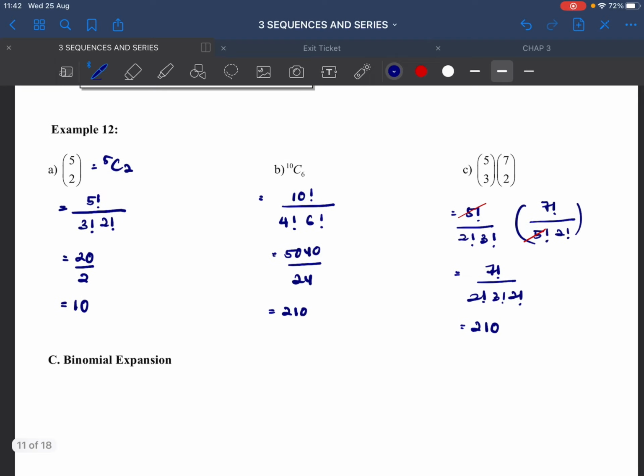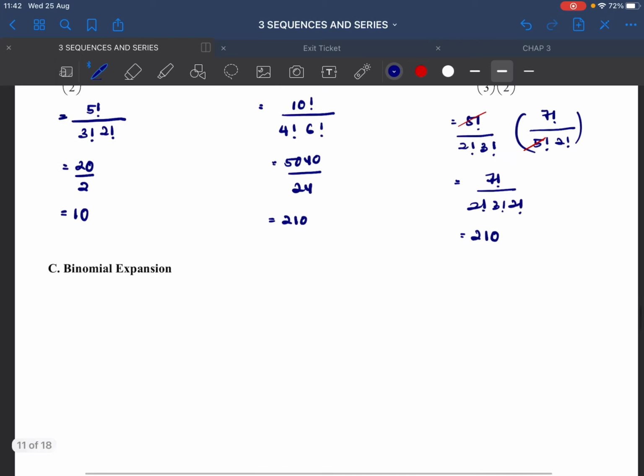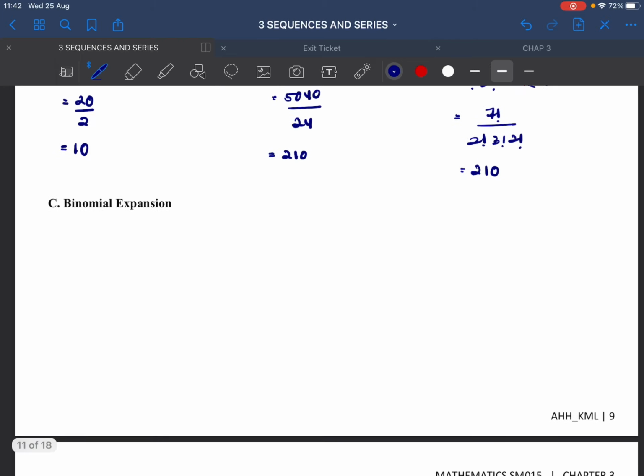Okay, so next we are going to see binomial expansion. Okay, binomial expansion. So sebenarnya apa binomial expansion ni? Let's say if we have (a plus b) square. Okay, so we know how to expand this, which is we know a square plus 2ab plus b square. That is the formula for the expansion. Okay, which is itulah yang kita dapat.